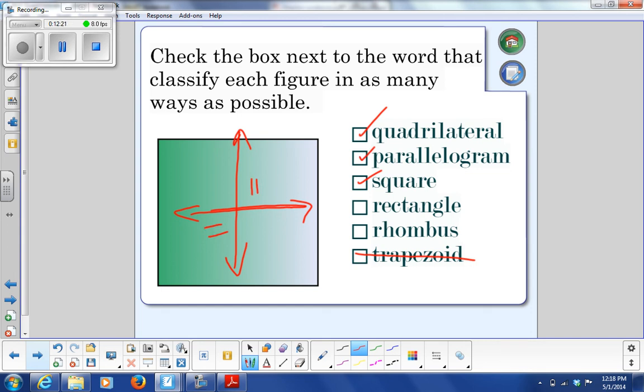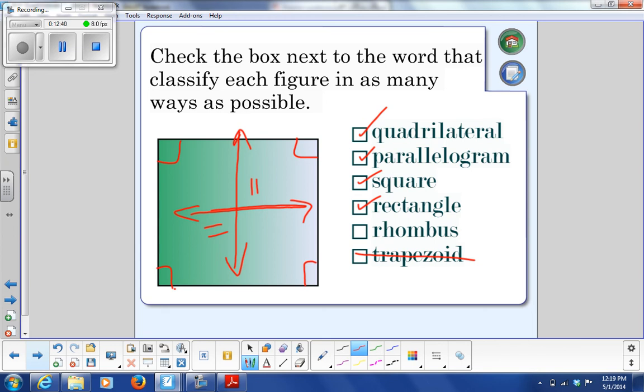What about a rectangle? Does it have two pairs of parallel sides? Check. Opposite sides are equal. Check. And it's got four right angles. Oh, check. Okay, so a square is a type of rectangle. Ooh, mind blown, right? Alright, and rhombus.